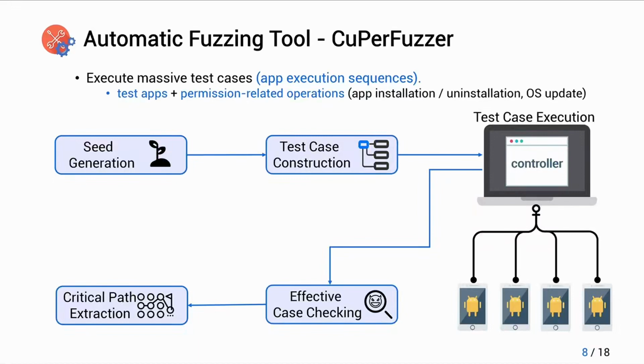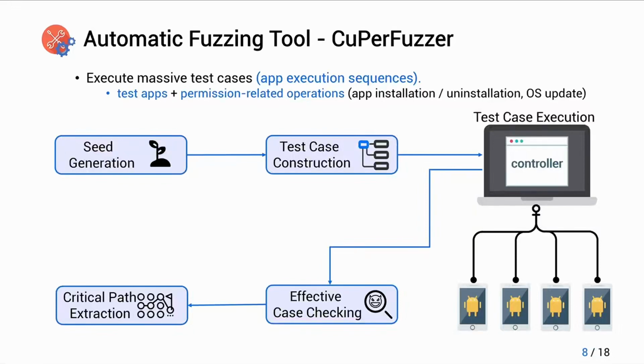After reviewing the Android technical documents and source code, we confirmed three operations: app installation, app uninstallation, and OS update. All of them can trigger the system to refresh the granting status of permissions.